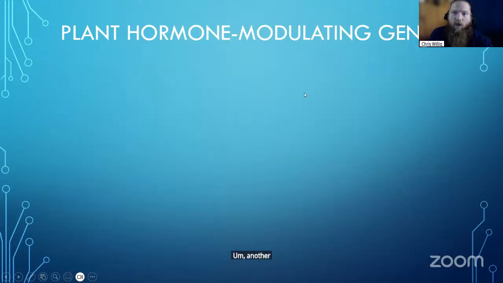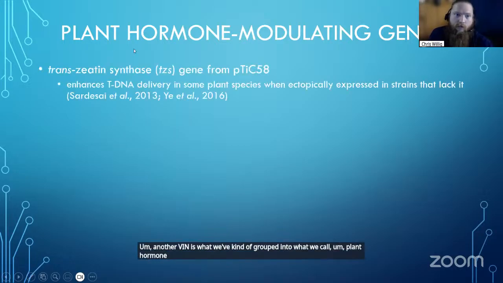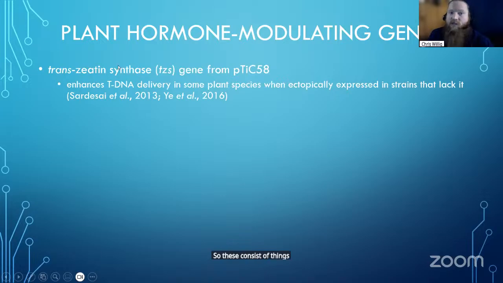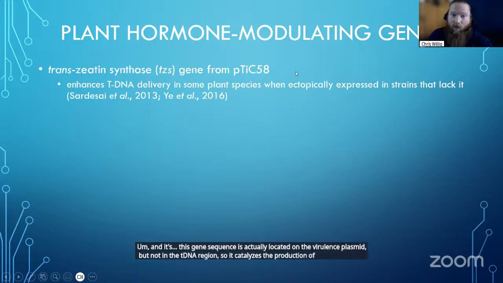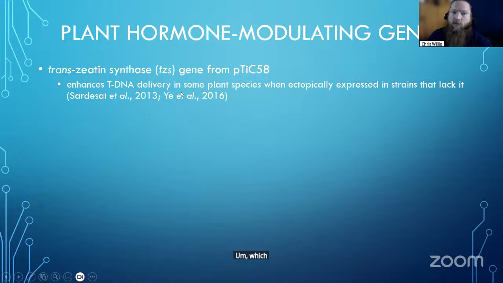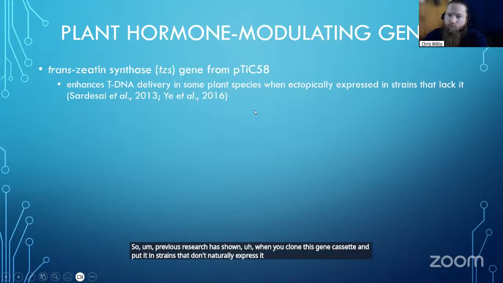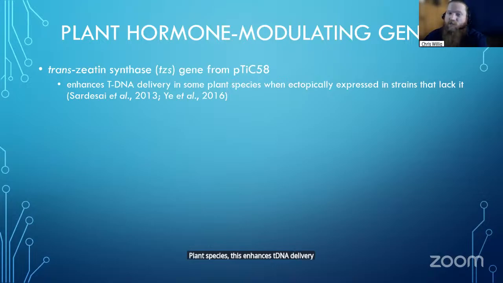Another bin is what we've grouped into plant hormone modulating genes. These consist of things like the transzeatin synthase, or TZS gene, which is present in some Agrobacterium strains, the C58 included. It's absent from others. This gene sequence is located on the virulence plasmid, but not in the tDNA region. It catalyzes the production of a cytokinin, transzeatin, which is thought to assist with Vir gene expression and tDNA delivery. Previous research has shown that when you clone this gene cassette and put it in strains that don't naturally express it, in some plant species this enhances tDNA delivery. In others, it decreases it.